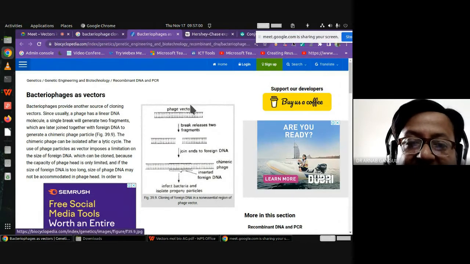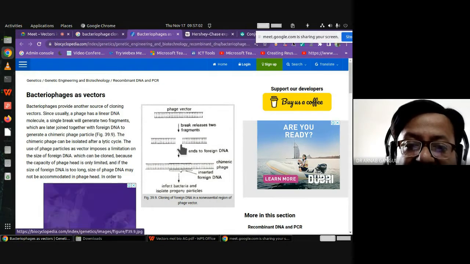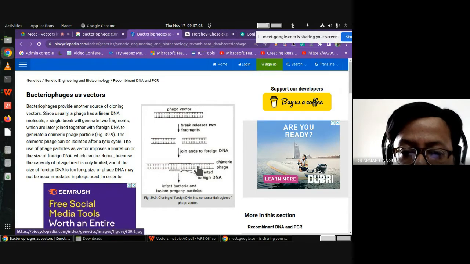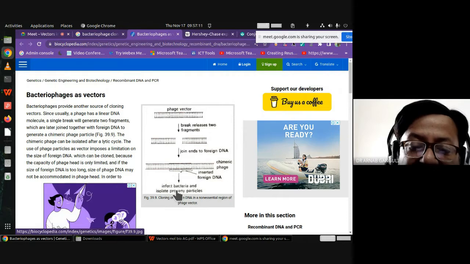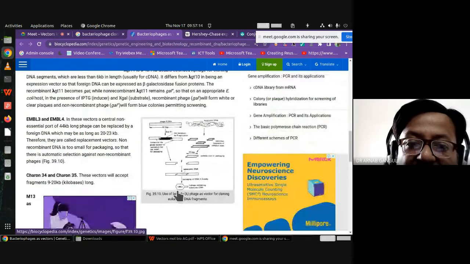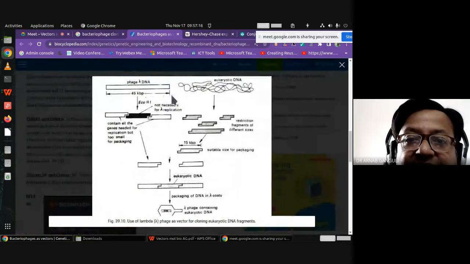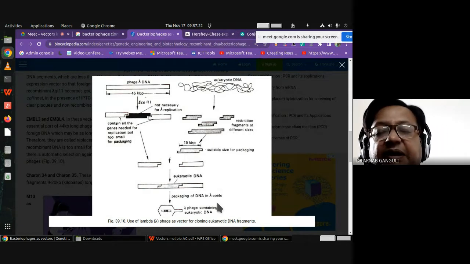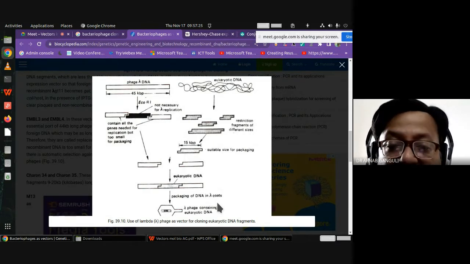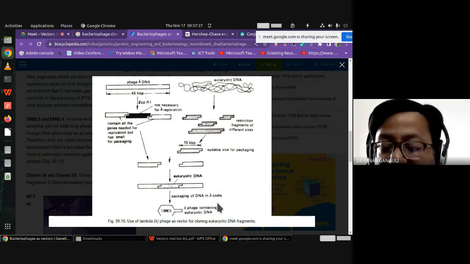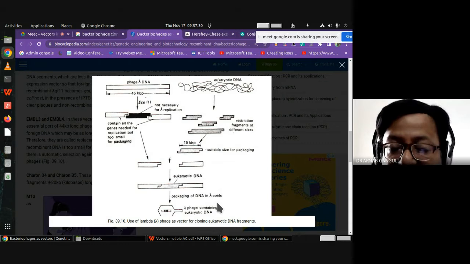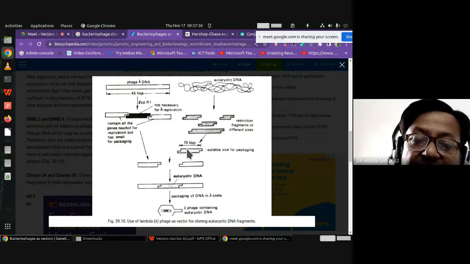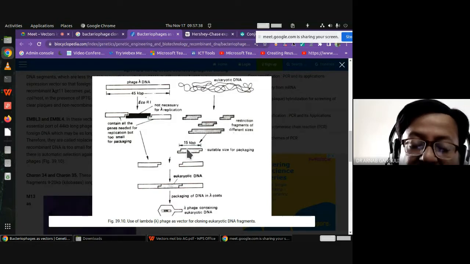So the phage vector is linear. You break it with a restriction enzyme, and you put your gene of interest here and infect bacteria. When you infect bacteria, this phage DNA keeps on replicating inside the bacteria, and then it will lyse the bacteria, and you'll have a lysate. In the lysate, you will have lots of bacteriophage which has got lots of your gene of interest.